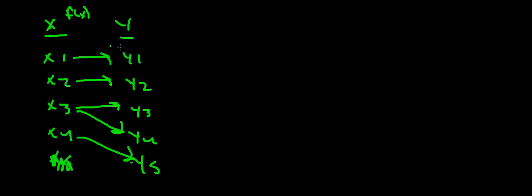We have x1, y1, this is 1 to 1, this is 1 to 1. This is not 1 to 1. We have an x that goes to y3 and y4. So this is not a function. But is the inverse a function?